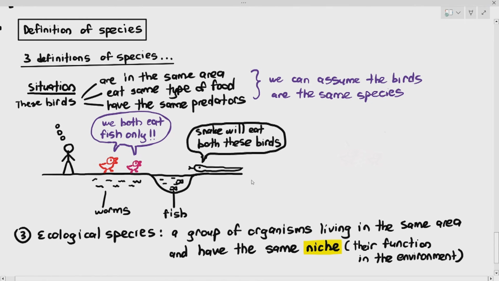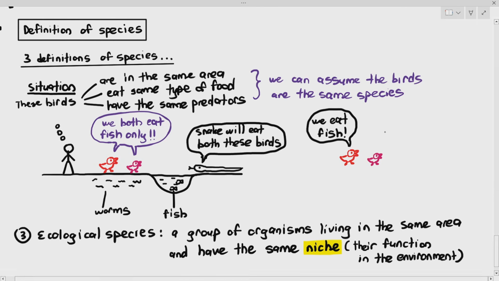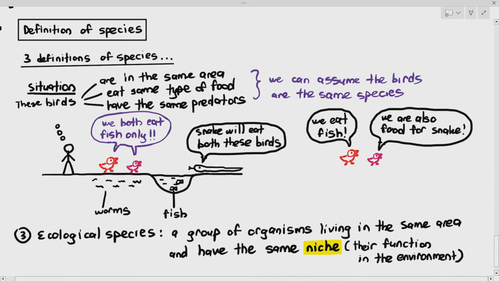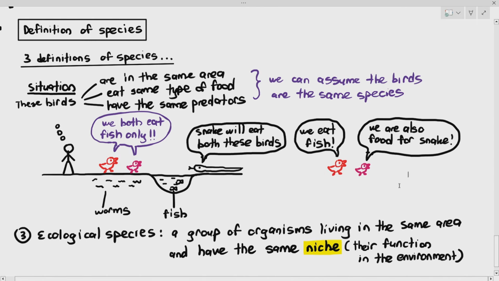What's the function of the birds in the environment? The function of the birds is they eat fish. They control the fish population, and their function is also they are a source of food for the snake. That is their function basically, because they maintain the snake population and prevent the snake population from going extinct. And when they occupy the same niche and they live in the same area, by the ecological species definition, they are the same species. So we don't have to use the biological species definition.